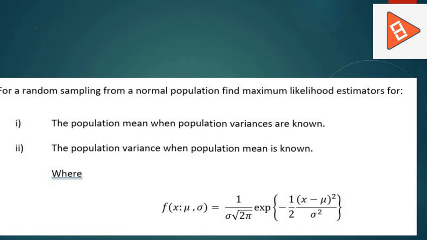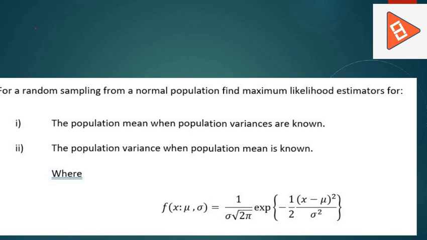The topic for discussion is the maximum likelihood estimator for a normally distributed population, where the probability density function of normal distribution is defined as 1 by sigma under root 2 pi e raised to power minus half (x minus mu) square divided by sigma square, where mu and sigma square are the population mean and variance respectively.